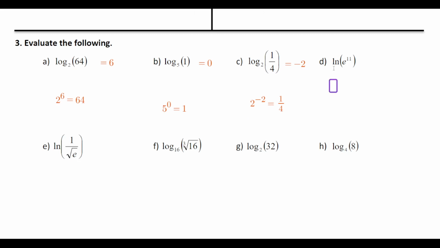Part D says the natural log of e to the 11th. When you have the natural log, this is one of our special logarithms, where the base is implied, and it's implied to be Euler's number e. So in other words here, the base e to what power is equal to whatever's inside the parentheses here, which is e to the 11th power. And we can see, e to the 11th power is equal to e to the 11th power. So the natural log of e to the 11th will equal 11.